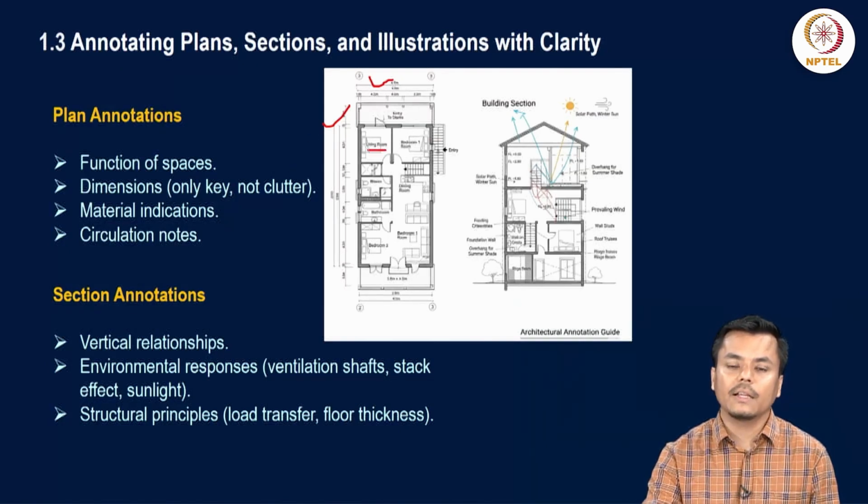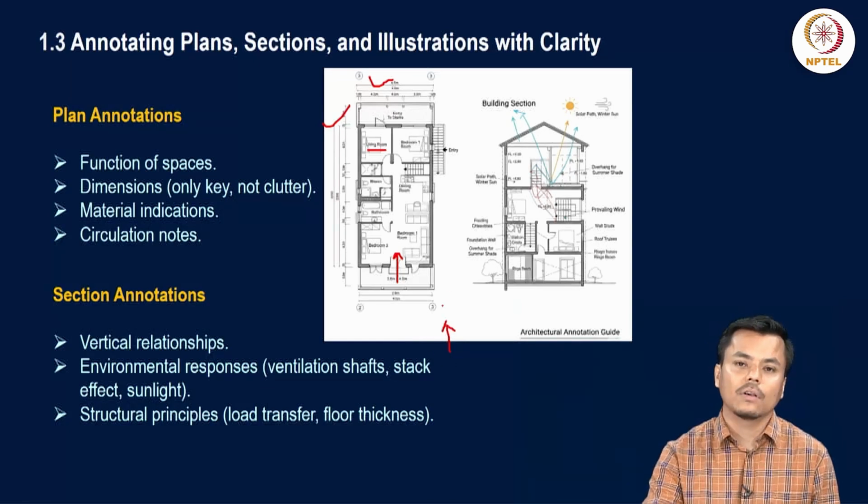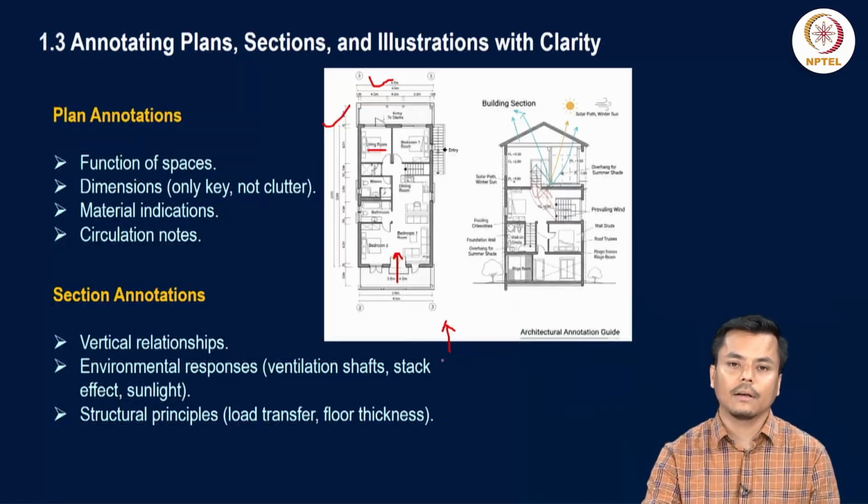Then the labeling that is done here: material indication. Tentatively, by using hatching, you can showcase whether you have used bricks or stones for the construction of walls. And then circulation notes, that is, the movement within the site, can be highlighted. For example, if this is your main entrance, you can highlight it by an arrow and write it here itself, main entry. Likewise, if you have a site, you can write entrance over there to highlight from where the vehicles or the people enter inside the site.